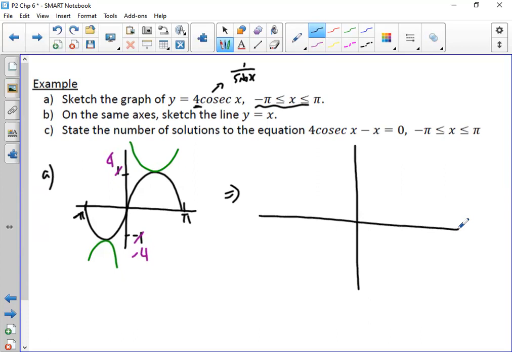It looks like that. That's 4 and that's minus 4. That's the graph, y and x. So that's the answer.